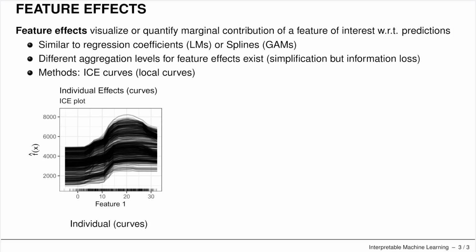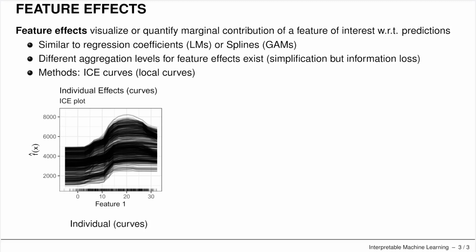Because machine learning models are so powerful and can estimate highly complex interactions and nonlinear effects, we usually should always look at local effects as well. Different aggregation levels for feature effects exist to make the explanations simpler to comprehend. Of course, this is a simplification and we will also have information loss involved. We will later learn ICE curves, which basically visualize the effect of single observations, meaning that we will have one single curve for each observation in our data set, which represents its effect on the prediction.